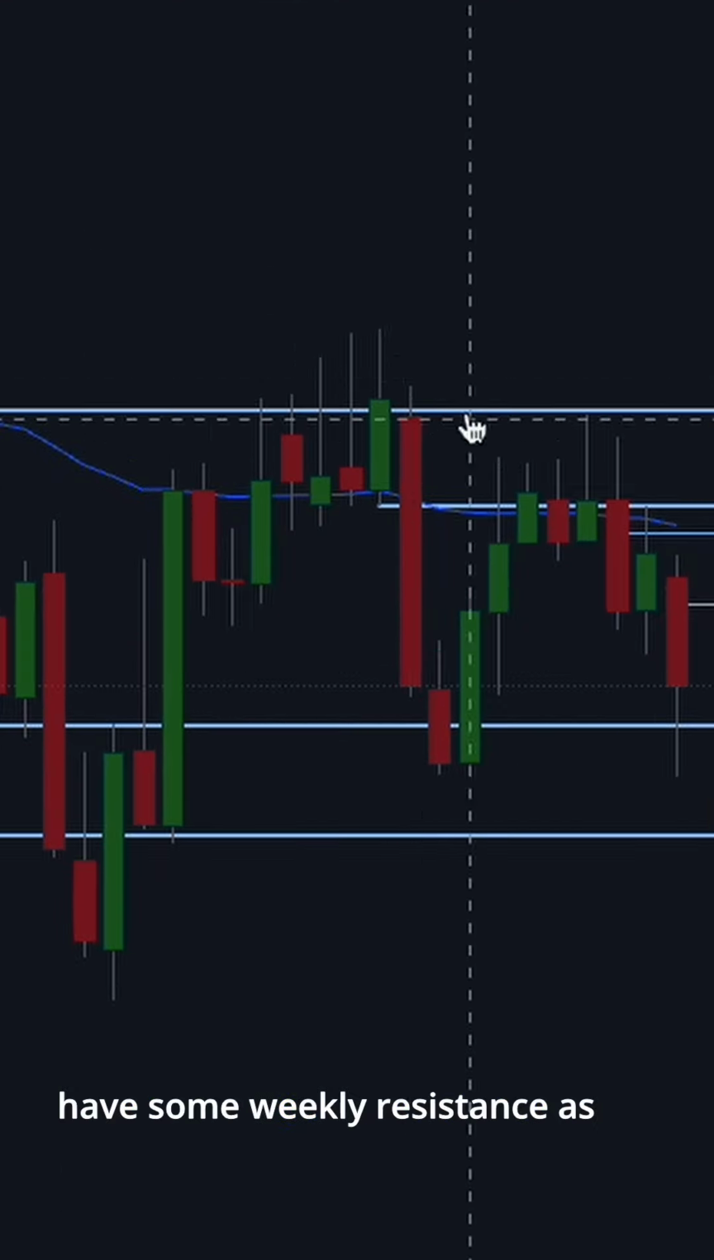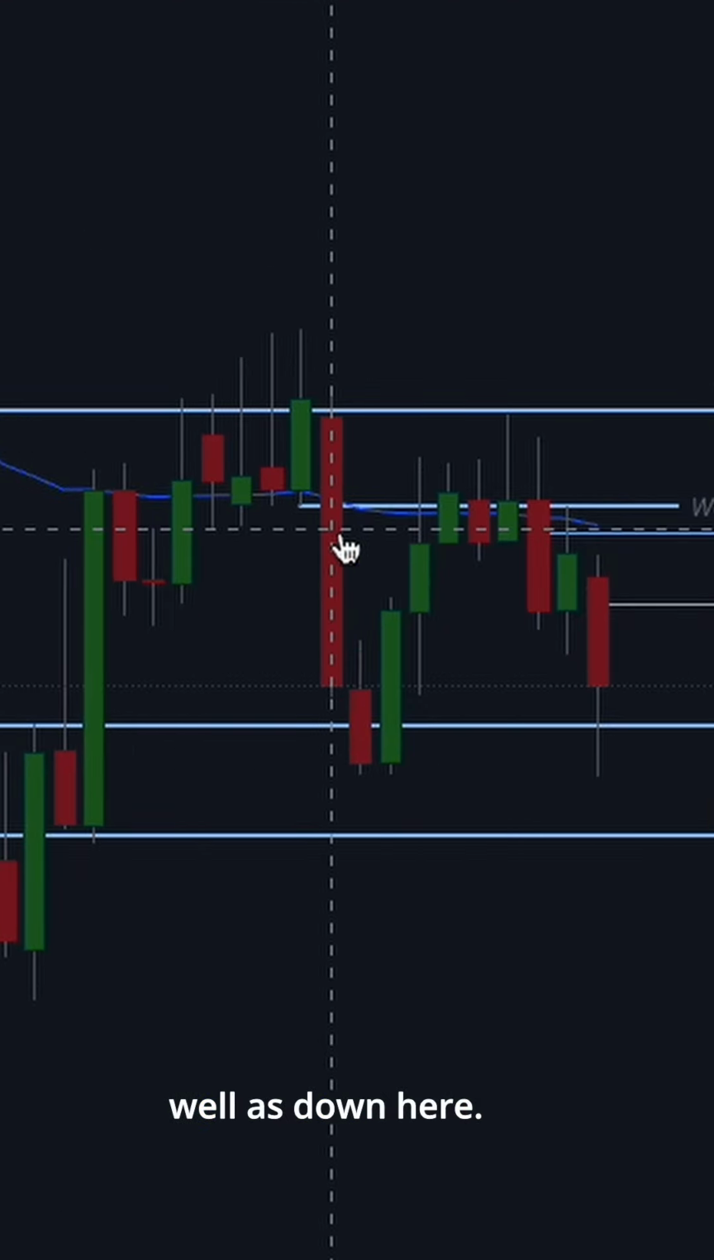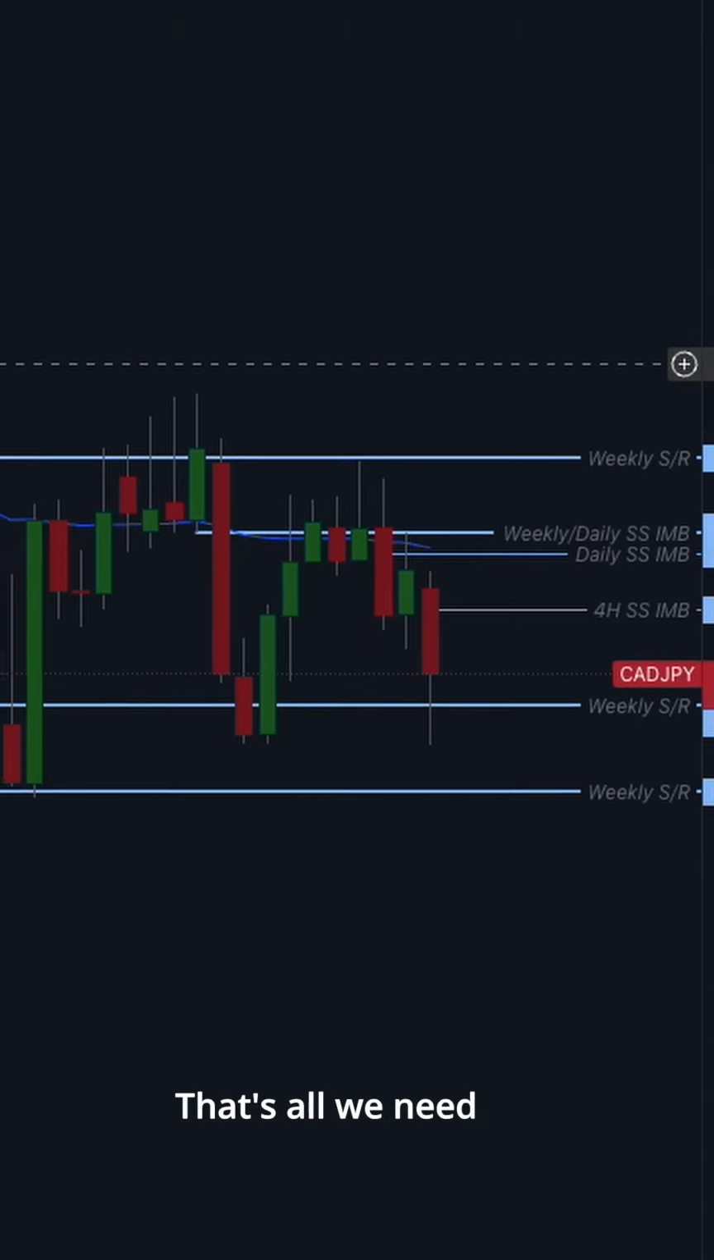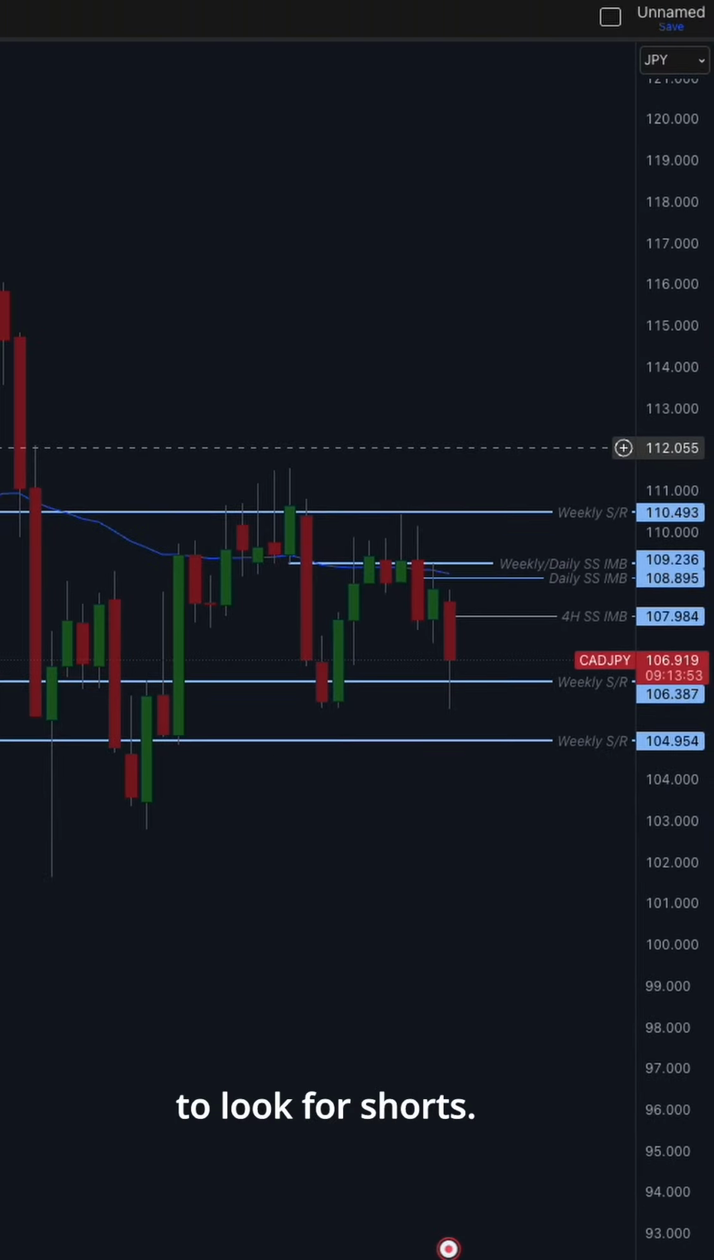So right here, we have some weekly resistance, as well as down here, we have some weekly and daily sell side imbalance. That's all we need to know: we're rejecting and we want to look for shorts.